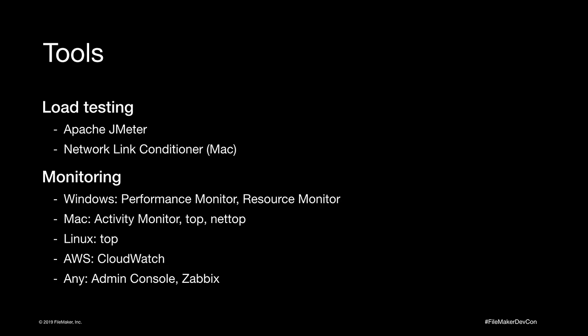And then for any of these environments, you've got the FileMaker Admin Console that you can use. There are some basic charts in there that show you CPU and memory usage, network activity. And then we mentioned Zabbix earlier. Zabbix is a great tool. I'm going to show you some examples that come from Zabbix today, and hope that you find those useful.